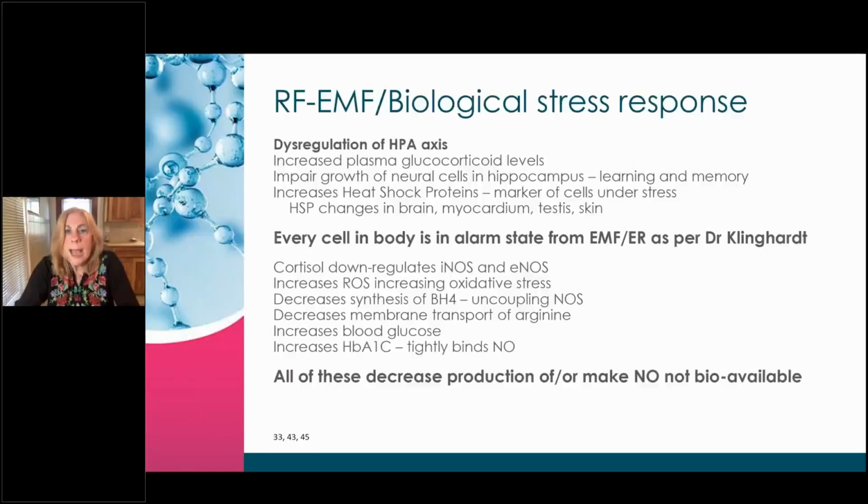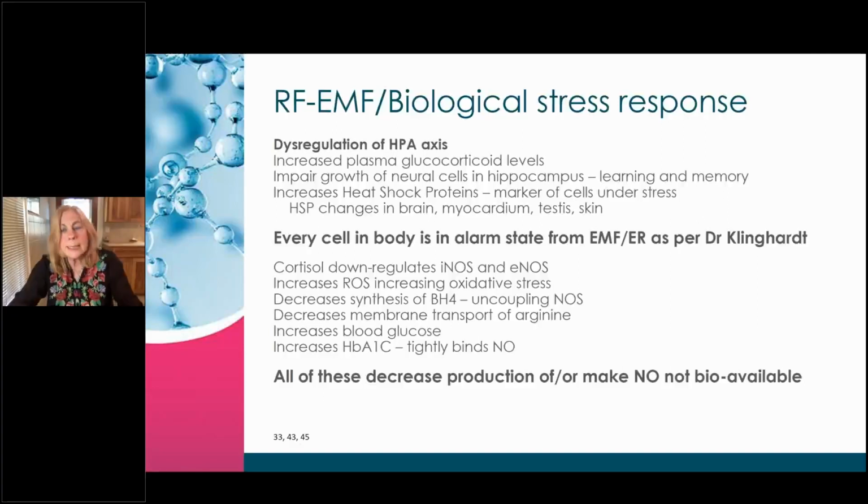EMF causes a biological stress response in our body. It dysregulates that HPA axis. You're increasing the glucocorticoid levels, your cortisol. It impairs growth of neural cells in the hippocampus. This is where learning and memory happen. It increases heat shock proteins, and this is a marker of the cell under stress. So Dr. Klinghardt says every cell in our body is in alarm state from EMF.